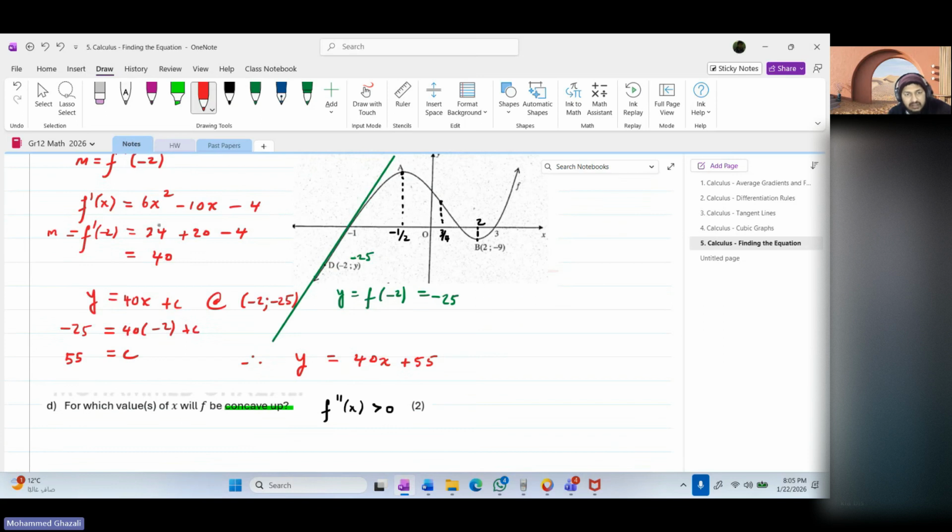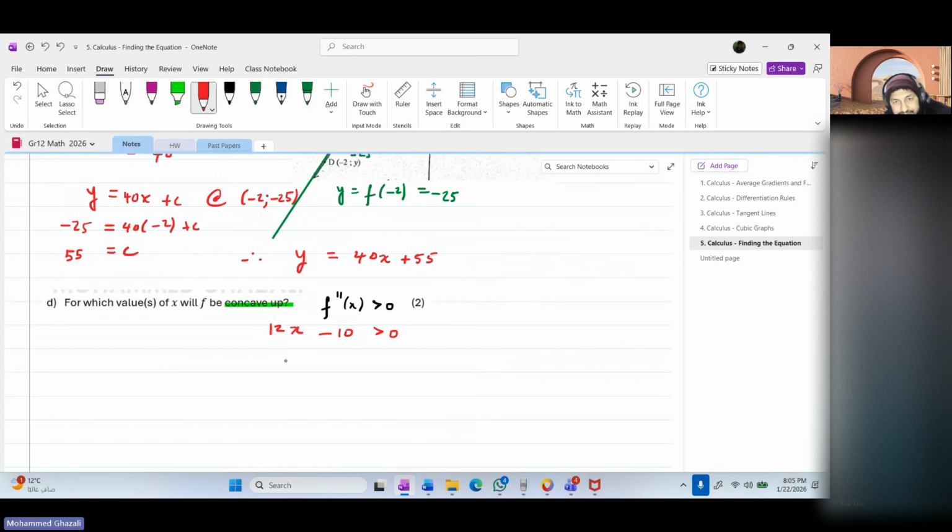So the double derivative will be 2 times 6 is 12, take away 1 from the power, so 12x minus 10x minus 4. What is the gradient of minus 10x minus 4? It's just minus 10, greater than 0. Now we're going to simplify this.